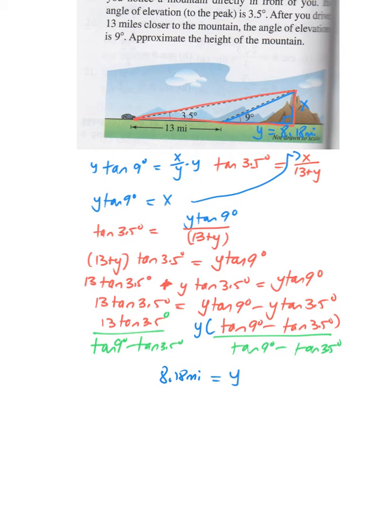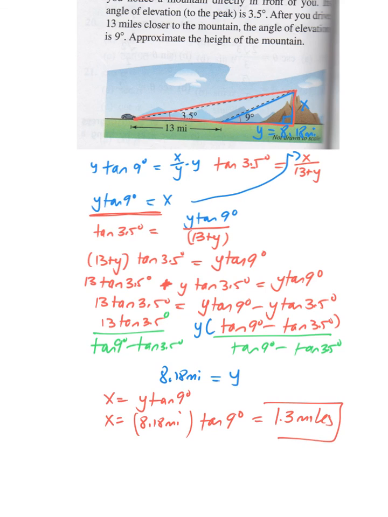But we really want to solve for x, which was what was asked for, which is the height of the mountain. So x is equal to y times tangent 9 degrees from this expression up here. So x is equal to 8.18 miles times tangent 9 degrees. And if you enter that in your calculator, you will find out that x is equal to 1.3 miles. So that's the height of the mountain.